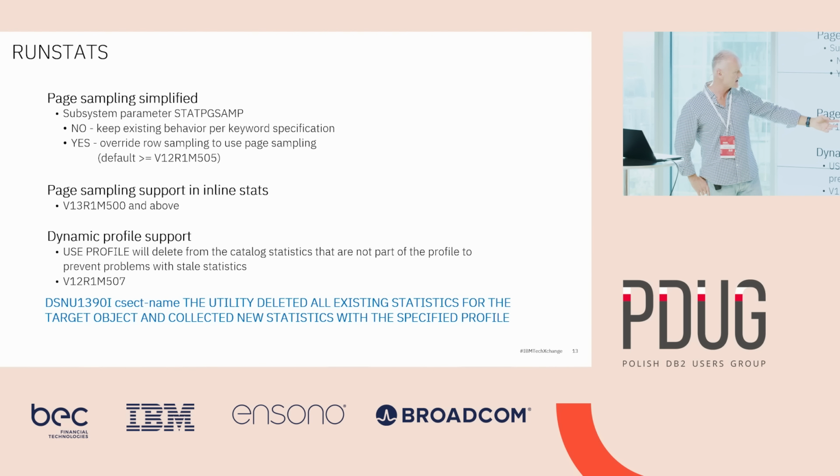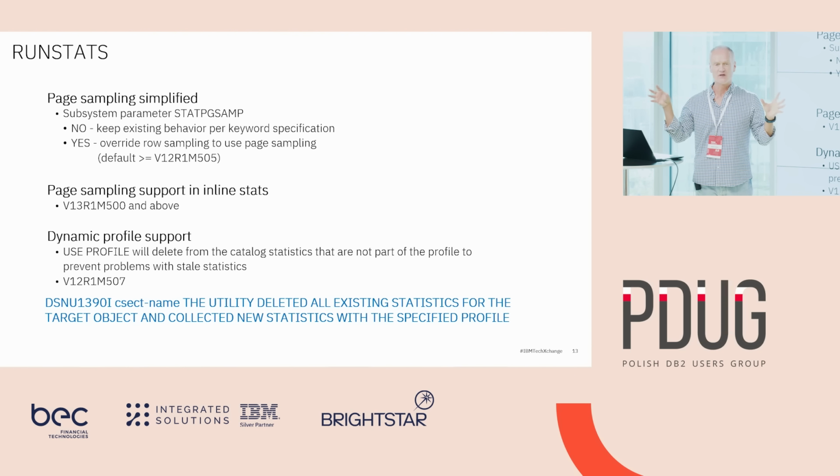In addition to that, we support now page sampling for inline statistics as well in version 13. And we have what we call dynamic profile support because in the future, we expect to see more and more use of statistics profiles to define what statistics you should gather for a table. So if you run Runstats and you say use profile to gather these statistics, what about the other statistics in the Db2 catalog then for that table?